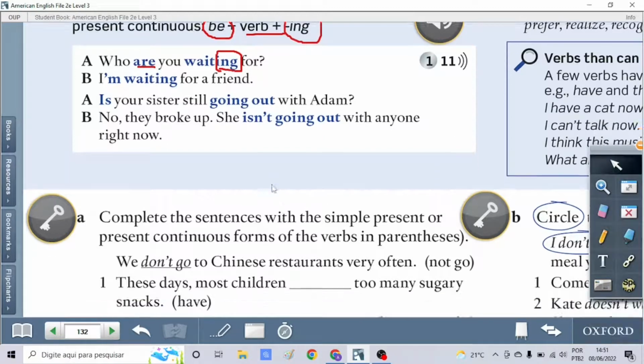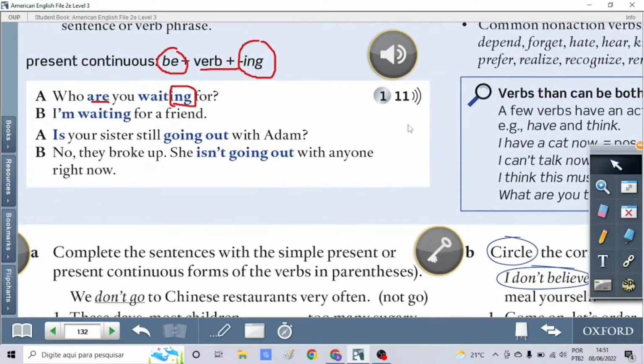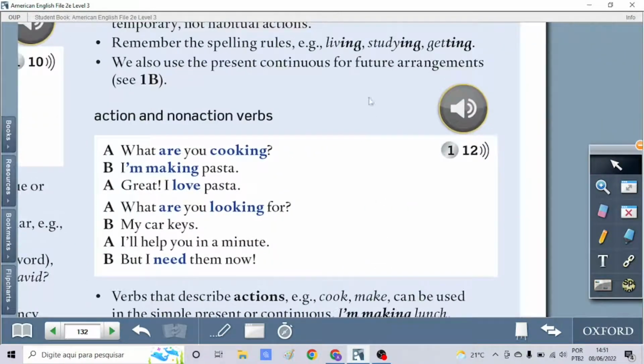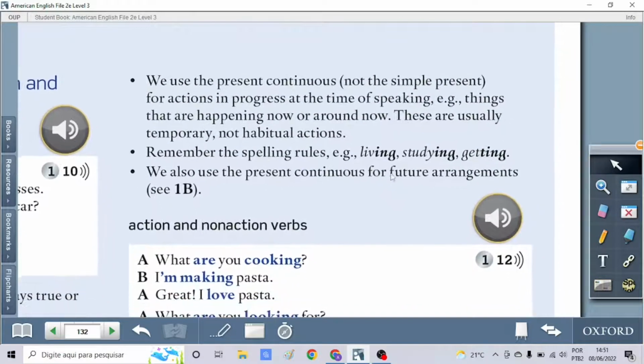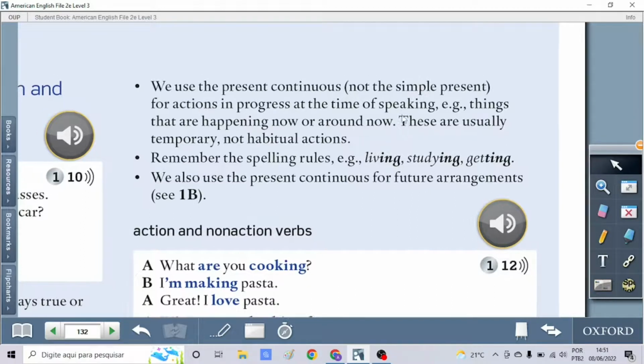Okay, so for present continuous tense, we need to focus on things that are in progress at the time of speaking. I am saying and I am doing the thing at the same time. But I can also talk about things that are happening around now, like temporary things. They're not habitual actions, but they are temporary.